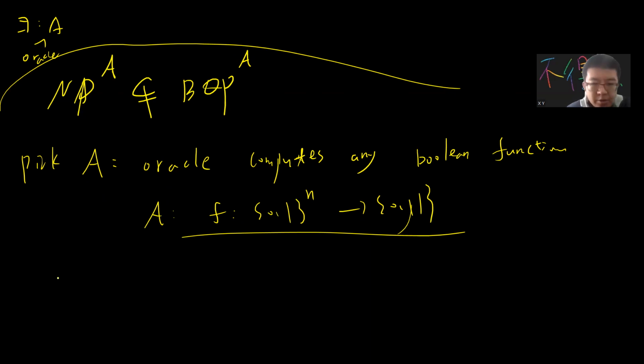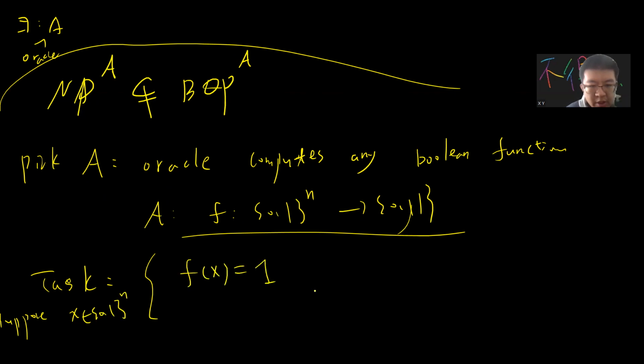The goal is to solve the following task. Suppose there's an X, with X in {0,1}^n, such that f(X) is 1, and the goal is to find X. This task can be solved in NP^A. Let's say this language L belongs to NP^A.